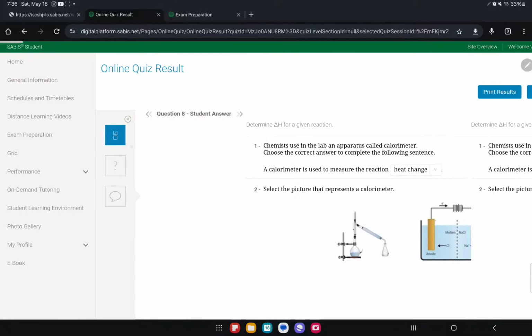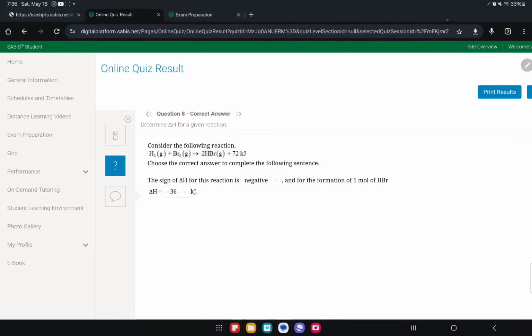Question 8. H2, and so on. They said, what is the sign of delta H here? If the energy is in the products, that means it's exothermic, right? And if it's exothermic, the sign is always negative. They said if it was 1 mole of HBr, what would the delta H be? Here it's 2 moles, so it's negative 72, because here it's in the product. How about when 1 mole? You cross multiply, you get x equals minus 36. Why is it negative? Because it's exo.